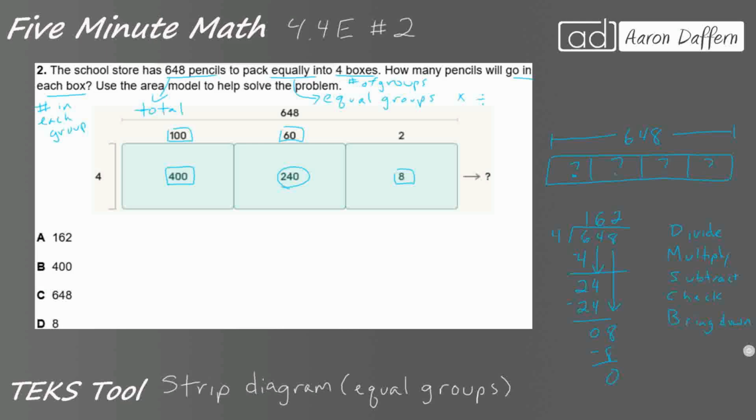So what we ended up doing is we ended up having 400, which is the first one, 240, right, which is the second one, and then 8, which is the third one. And our answer is 162, which actually they gave to us. If we were to look at this as expanded form, 100 plus 60 plus 2, that area model actually gives us the answer of A.